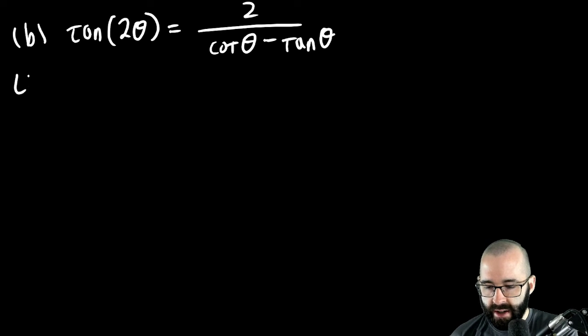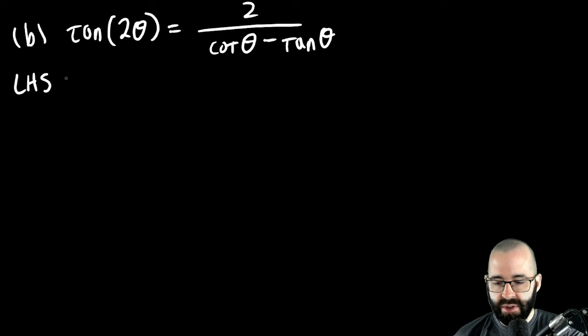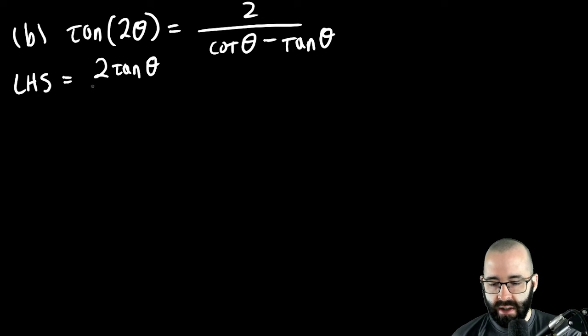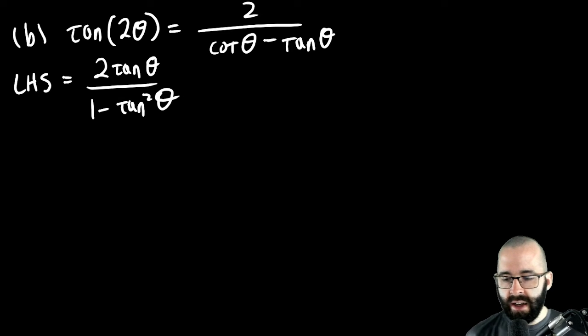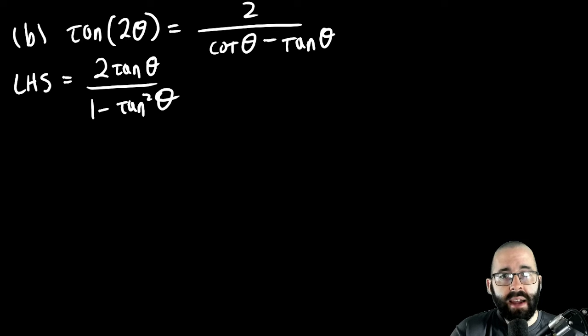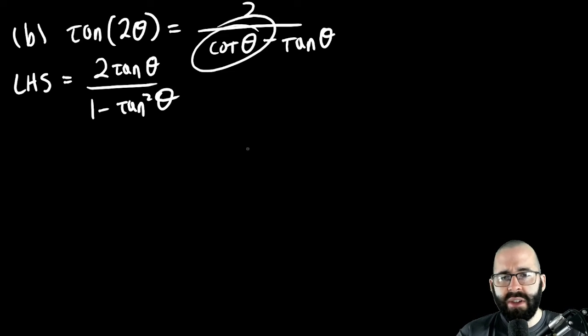So let's do a little bit with the left-hand side. Let's use that double angle formula. The tangent of 2 theta is, I believe, 2 tangent of theta divided by 1 minus tangent squared of theta. And now we have 2 options here. If you don't see where to go from here, then you can work with the right-hand side. Simplify the right-hand side, specifically reciprocal identities.